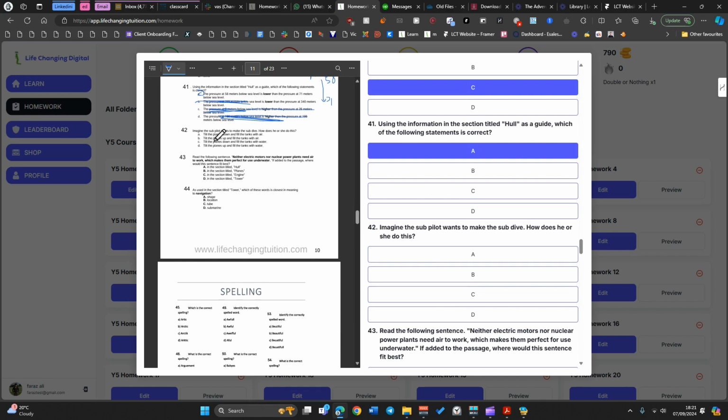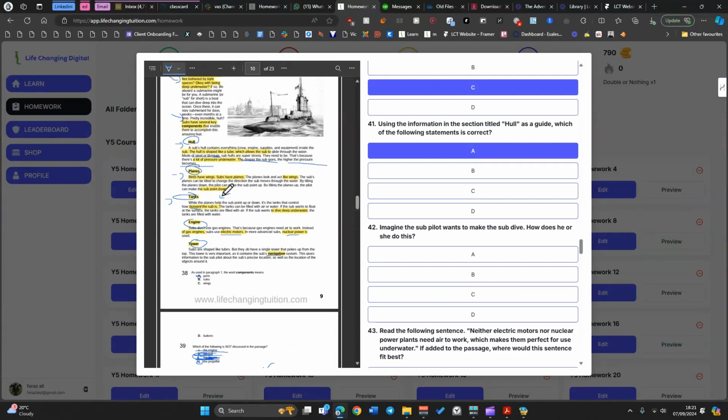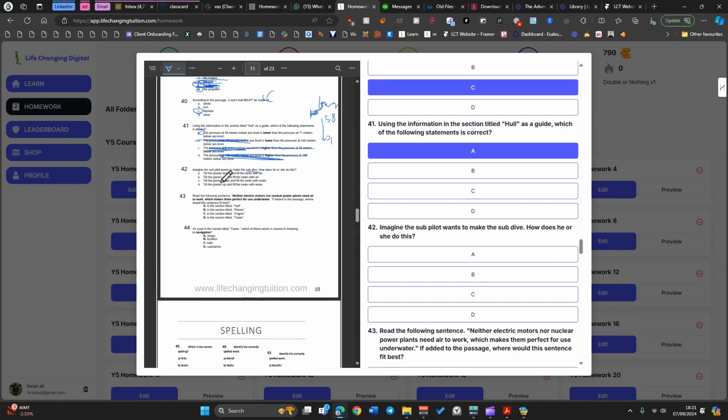Question 42. Imagine a sub pilot wants to make a sub dive. How does he or she do this? So we've got here in the plane section, basically they have to tilt the planes down. That'll make the sub point upwards, but if they tilt the planes upwards, it'll make it point down, and that's how they'll do a dive, right? So we can look at question 42.